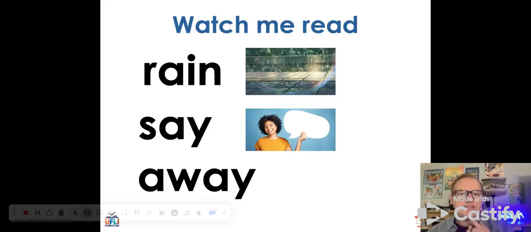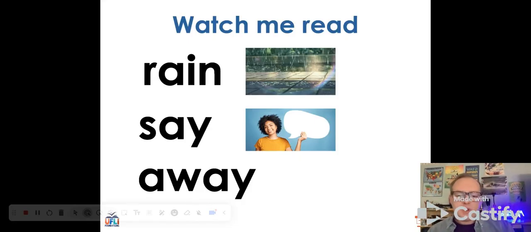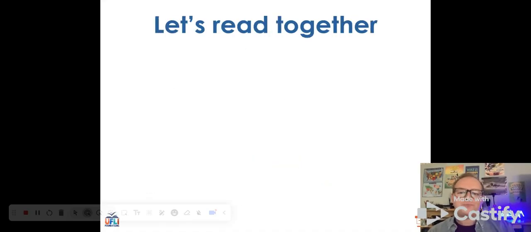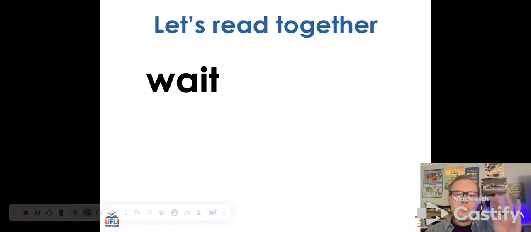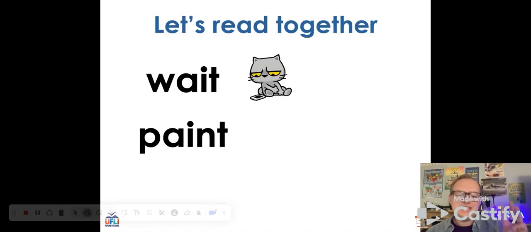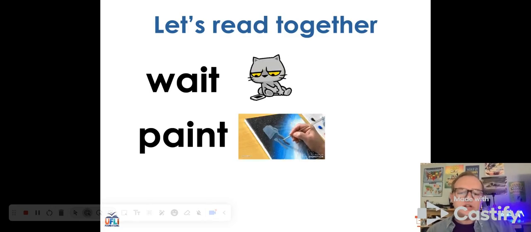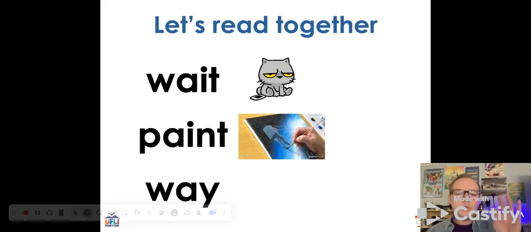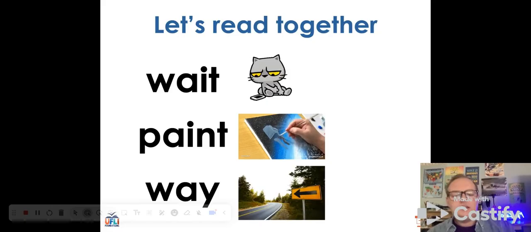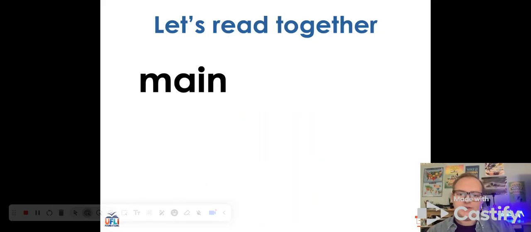This word is a little tricky because it has that schwa sound at the beginning, but that first sound is uh, and then A, way, away. That AY is at the end, so that A sound is at the end of the word, away. Go ahead and tap this word for me. Wait. Paint. Notice the A sounds are in the middle of those words, so they're spelled with AI. Last one is way. At the end of a word, AY.